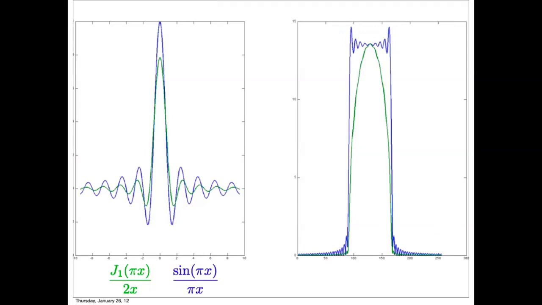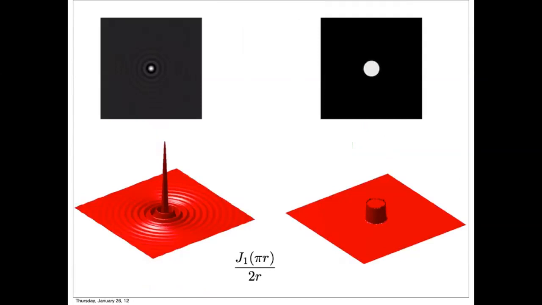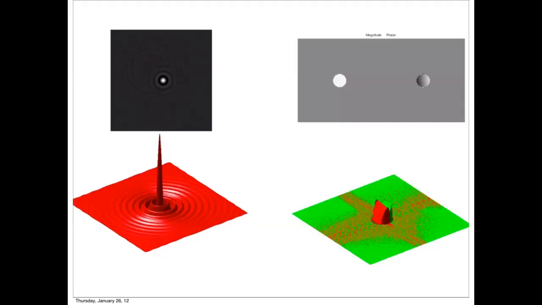And here's the cool thing. The one-dimensional Fourier transform of a jinc is actually half a circle. Huh? Cool. So if I have a two-dimensional jinc, then I would have a pillbox. This is a two-dimensional jinc function. Look at how gorgeous it is. It's like a drop of water. Beautiful, huh? And that corresponds to a pillbox.